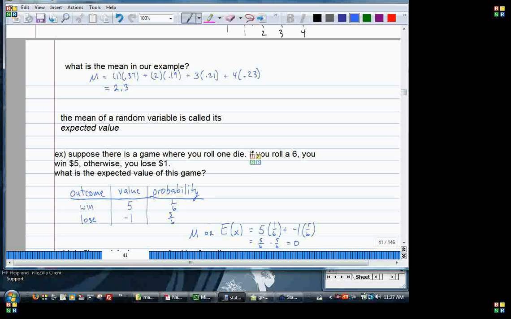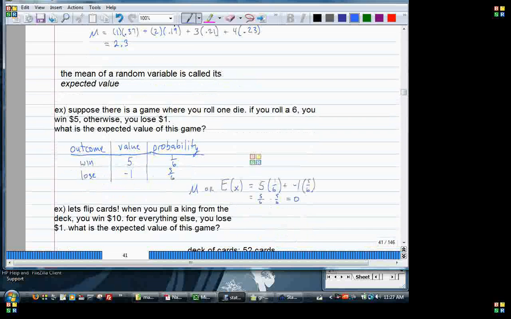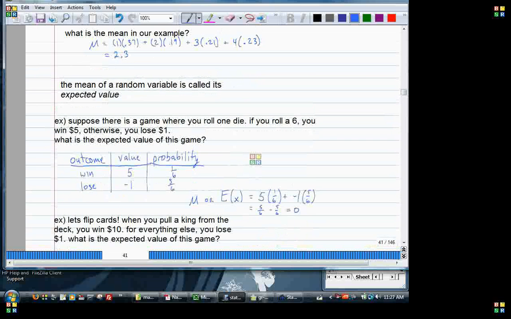Let's play this game. Let's flip cards. When you pull a king from the deck, you win $10. For everything else, you lose $1. What's the expected value? So first of all, would you play this game? No, why not?